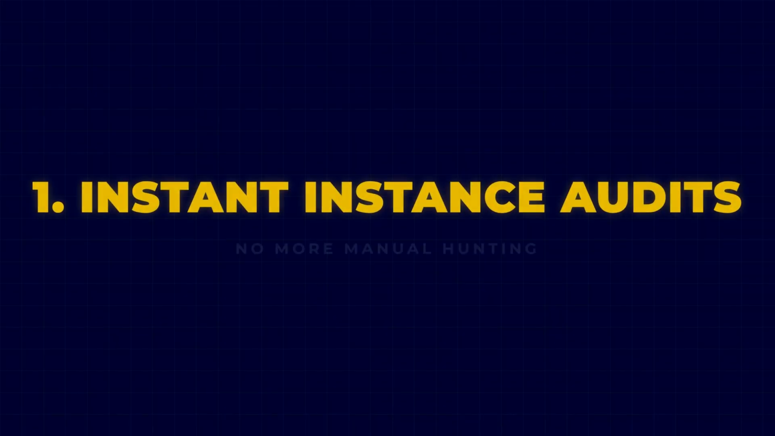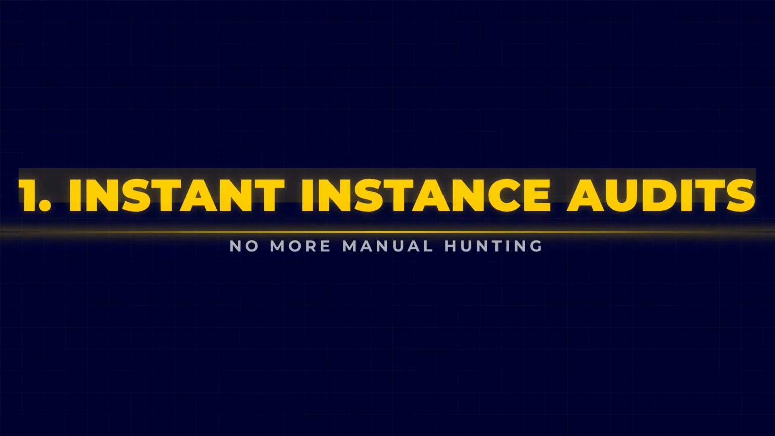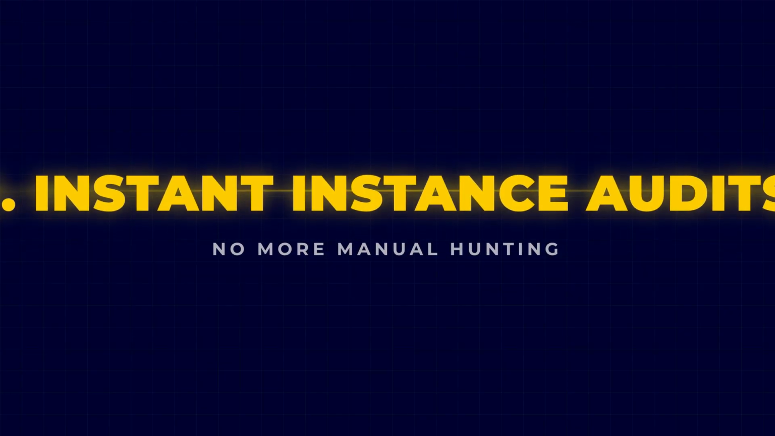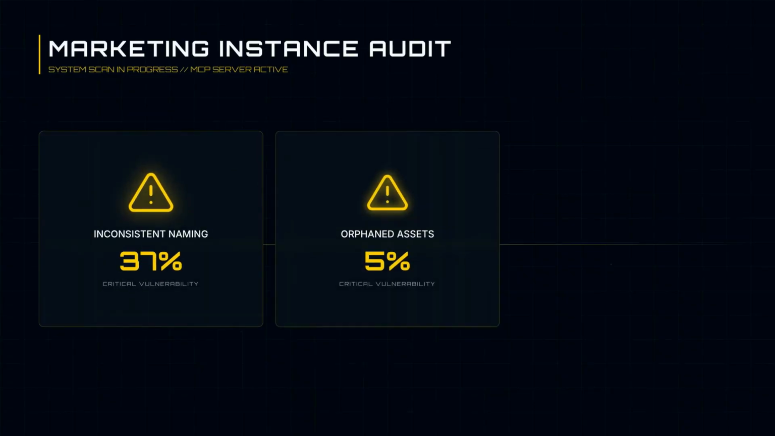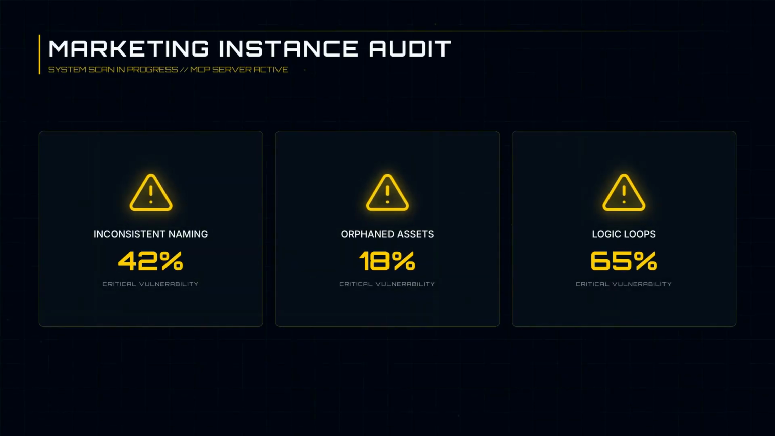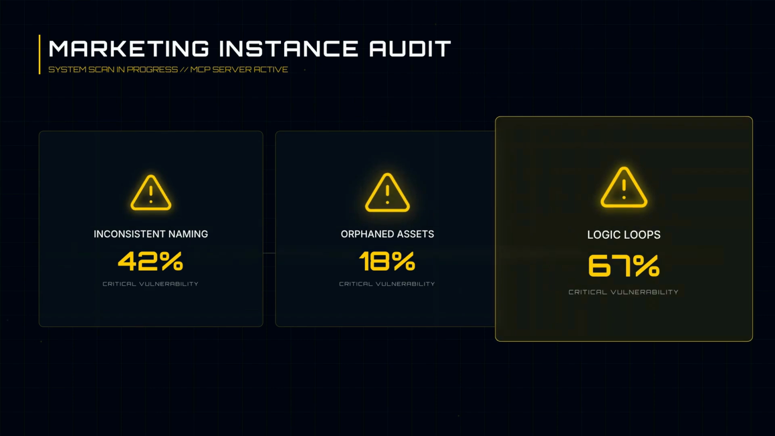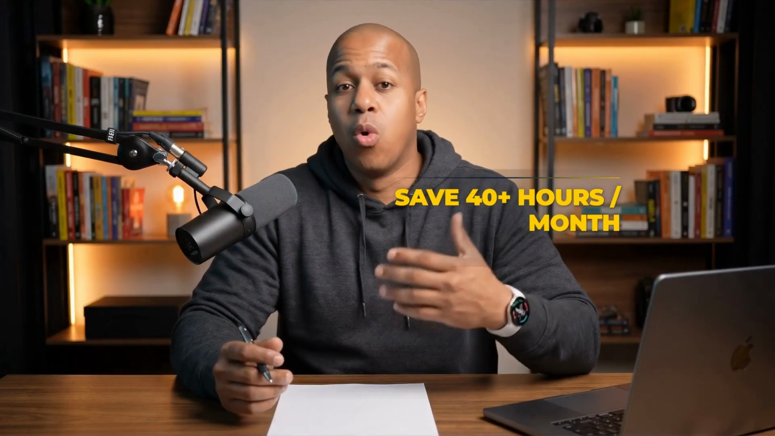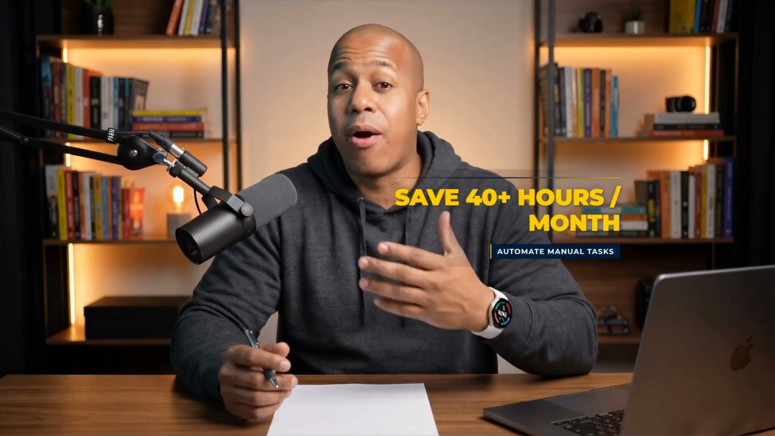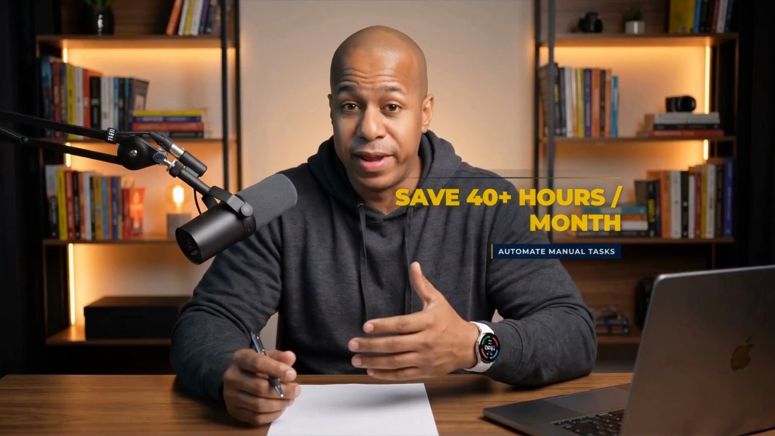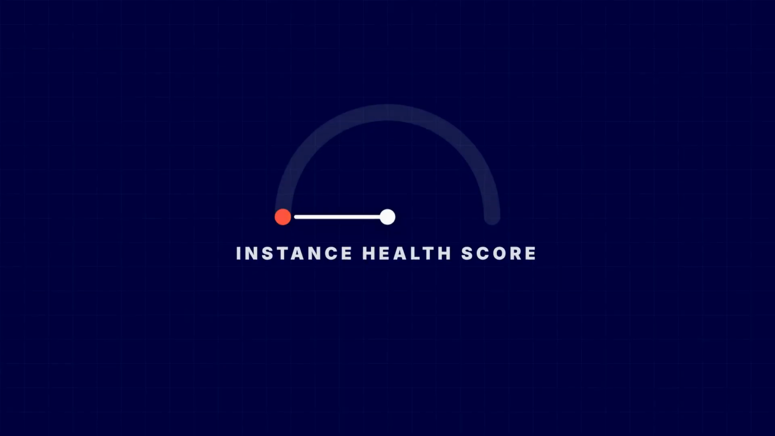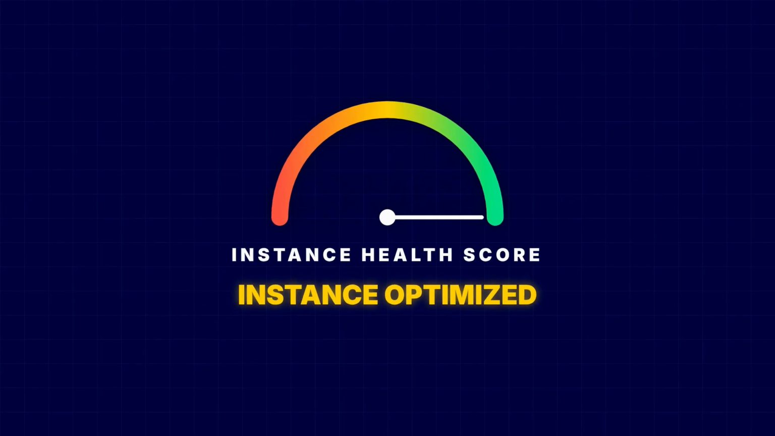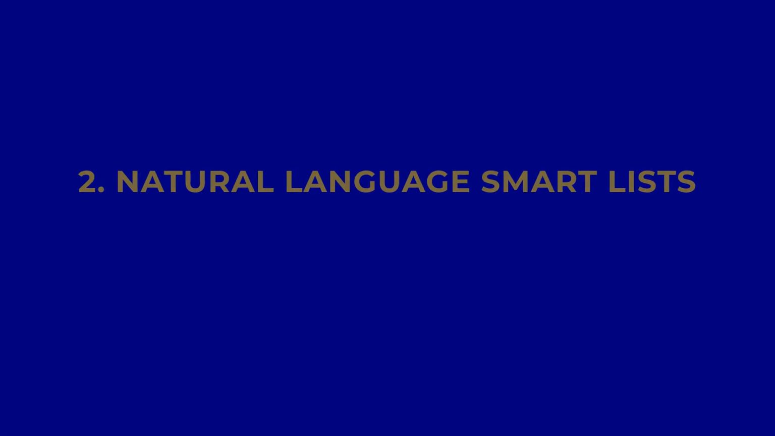Use case number 1. Audit your Marketo instance without the archaeology. No more manual hunting through legacy folders. The MCP server can scan your entire setup in seconds, identifying logic gaps and naming convention violations that have been buried for years. Think about the time you'll save. What used to take a week of manual digging now happens in the time it takes to grab a coffee. You get a clean, actionable report of exactly what needs to be fixed to keep your instance running at peak performance.